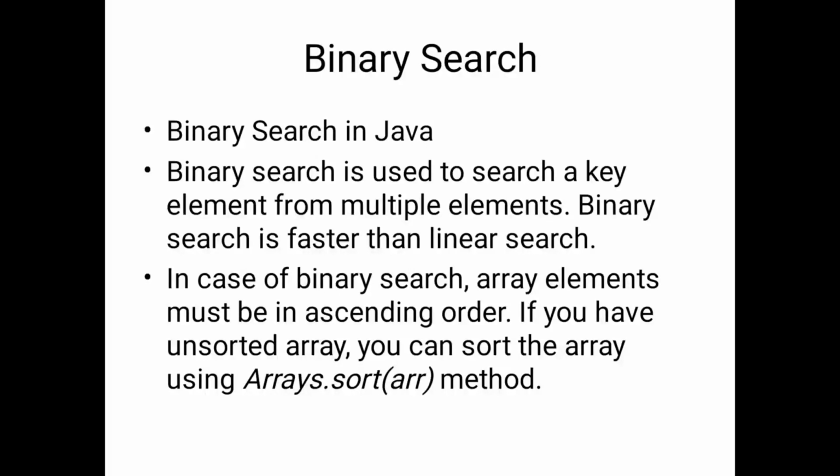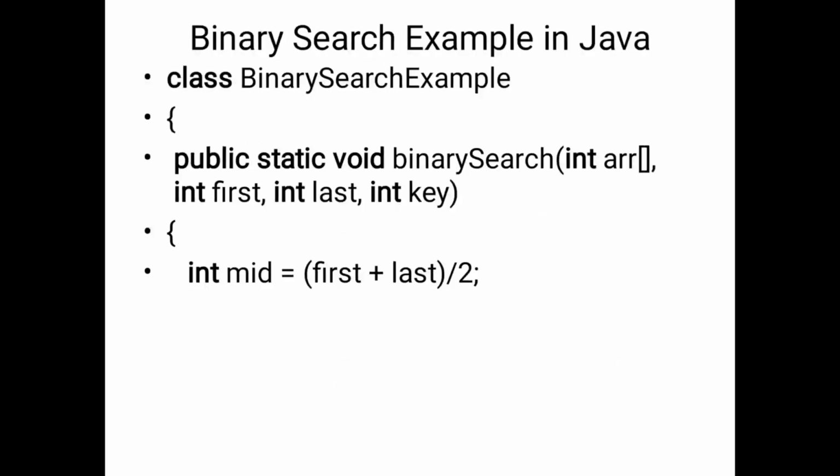Next one, in the binary search, what is the search element? Binary search is used to search a key element from multiple values. When compared to linear search, binary search will generate the output in a faster manner. Next one, the input must be passed in ascending order. The predefined procedure array.sort can directly sort the elements in sorting order.